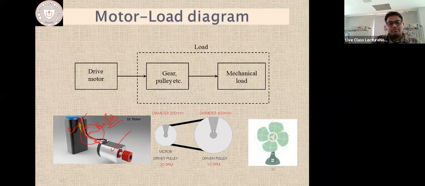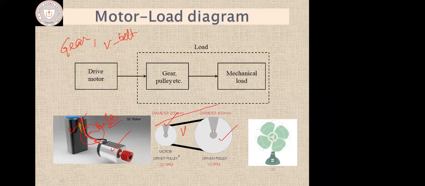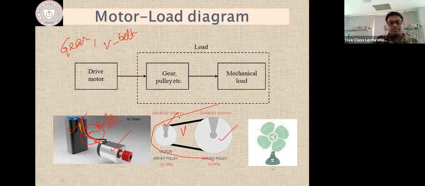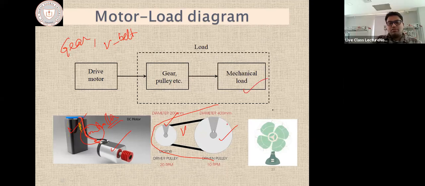So what can be the interface? The interface can be a motor to a pulley. It can be through a gear, it can be through a V-belt, is it not so? So this is a V-belt, is it not looking like a V? Yes, sir. So it's called a V-belt, right? So the interface can be through a gear, through a V-belt, through a rack and pinion type of thing. And finally, you will have the mechanical load. An example can be a fan, a pump, a hoist, or any other thing. So I'll go to the next slide.